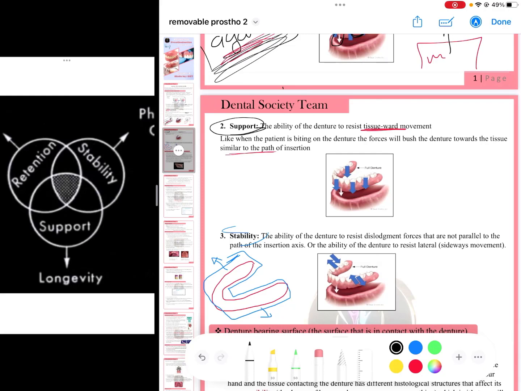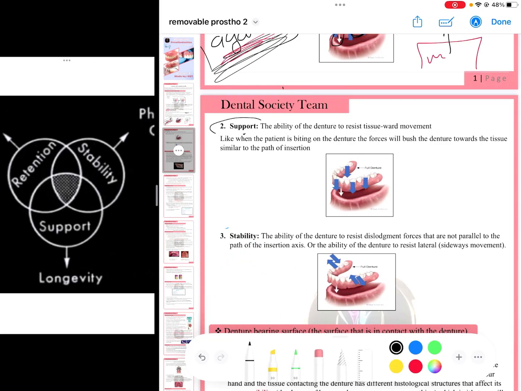Now, when the denture resists the forces that will move the denture toward the tissue, it will stay for a longer time. If it doesn't resist high forces, imagine this denture doesn't resist the forces that will push it down, so it will apply forces and this bone will resorb more and more, so I will have to replace the denture faster. So that's why it has a relation to longevity.